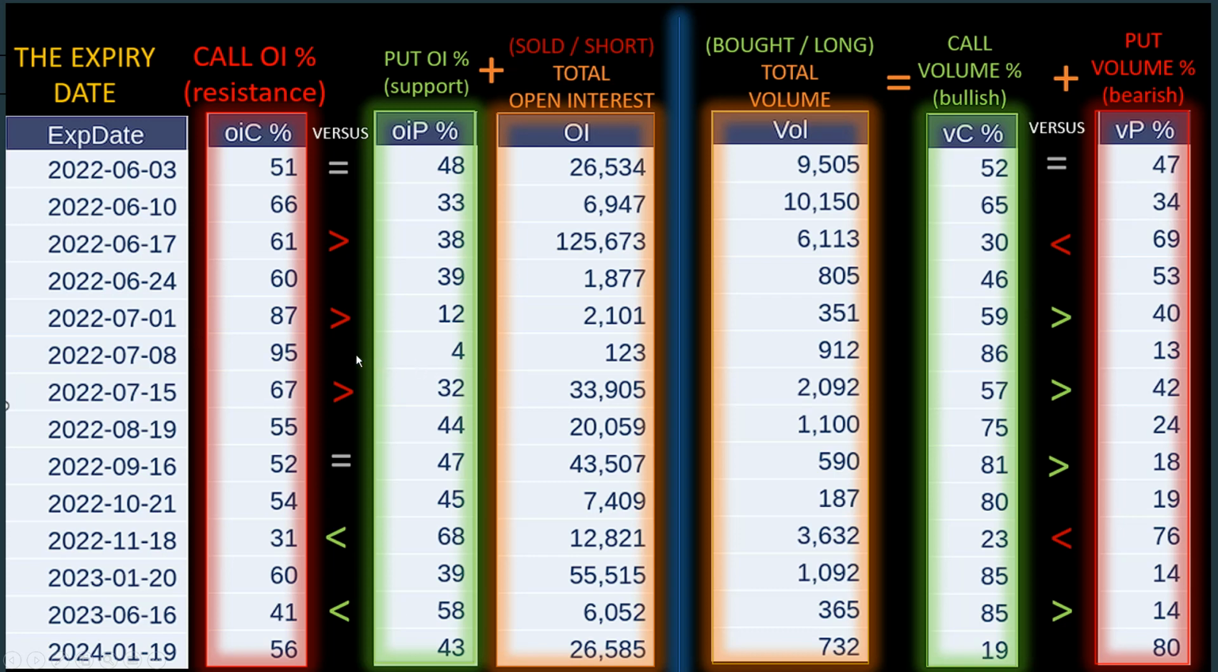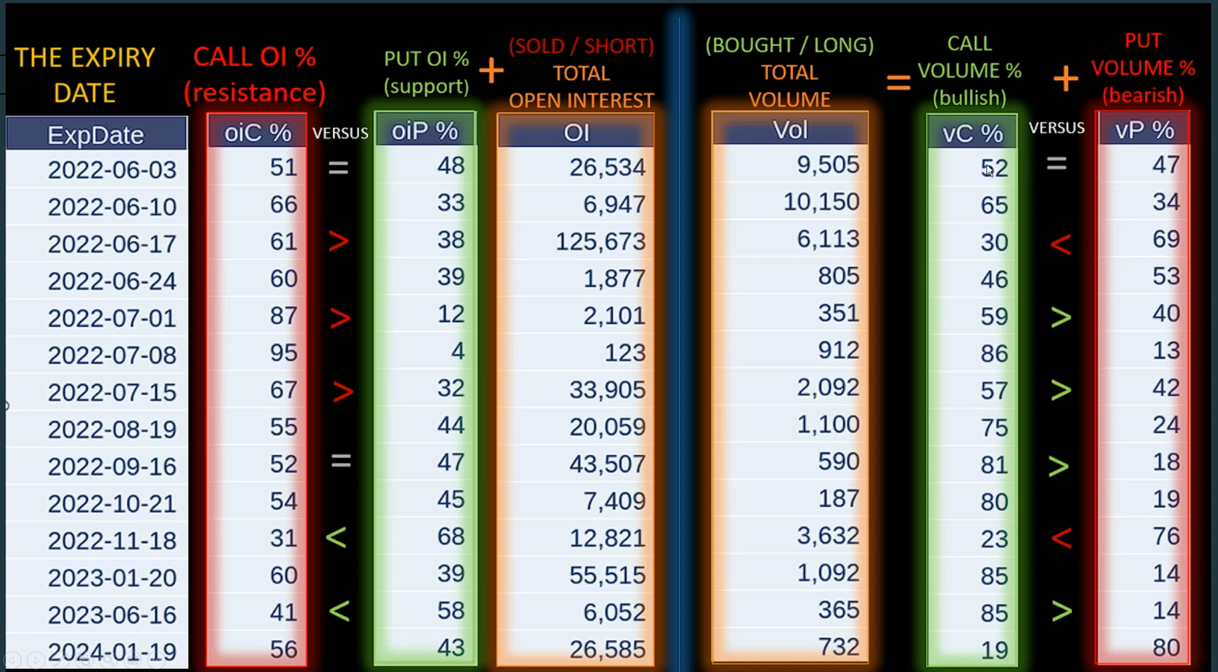So in essence, the way to think of it: OIC equals resistance, OIP equals support, VC equals bullish volume, and VP is bearish volume. And then the middle columns are just the totals. Really, you don't even have to look at the totals. These three on the left-hand side, these two on the right-hand side, combined with the strike. That's all you need. Really, just these two. Whenever you're looking at this chart, only look at this and this, this and this.